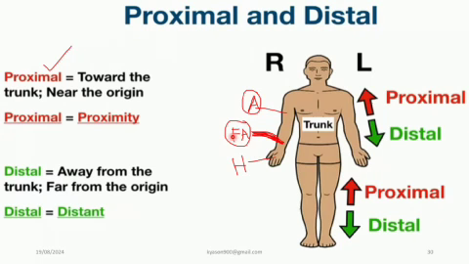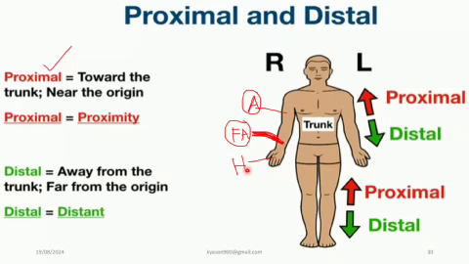Someone may be describing the relationship between the forearm and the hand. It's okay for that person to say that the forearm is proximal to the hand, because if you compare the forearm, it's nearer to the trunk as opposed to the hand. It's nearer to the point of origin as opposed to the hand. So we can say that the forearm is proximal to the hand.